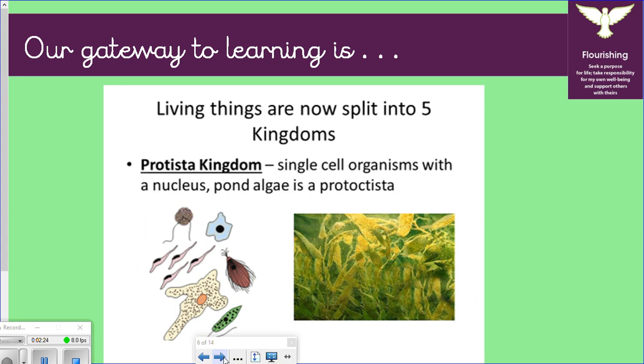There is also a kingdom called the Protista kingdom, and they are single cell organisms with a nucleus. There's that word again. Pond algae is an example of a protista.